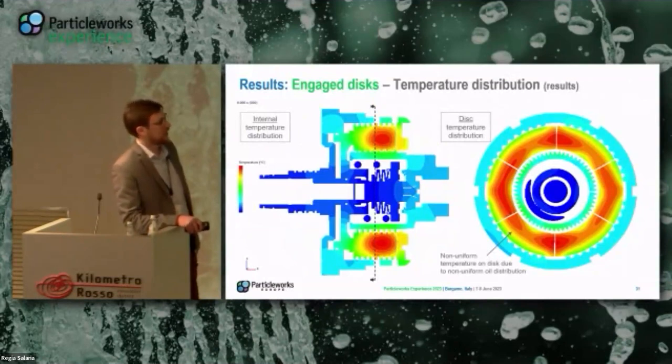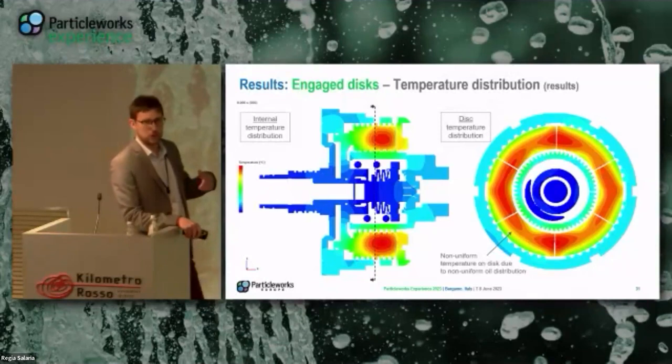And you can clearly see that there is no balance from top and bottom, for example, but also on the disk. So probably this is related to what we saw before, so non-uniform oil distribution, and for example, the effect of the spring inside, which creates a non-uniform oil distribution on the disk.